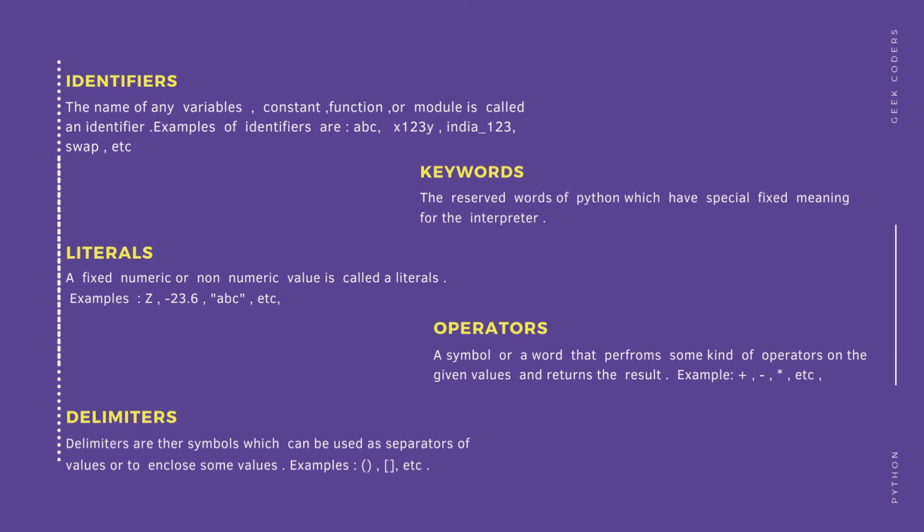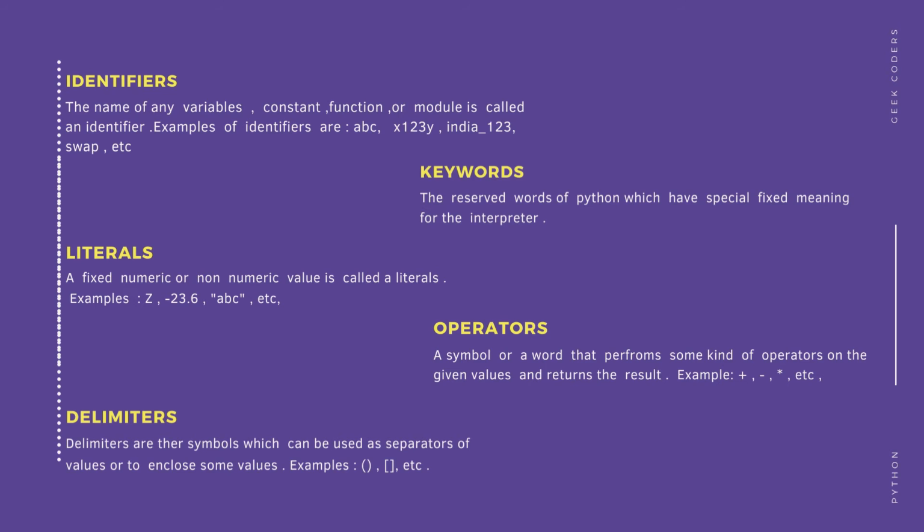Identifiers. The name of any variable, constant, function, or module is called an identifier. Examples of identifiers are ABC, x123y, India, _123, swap, etc. Keywords. The reserved words of Python which have special fixed meaning for an interpreter, as we have discussed previously.